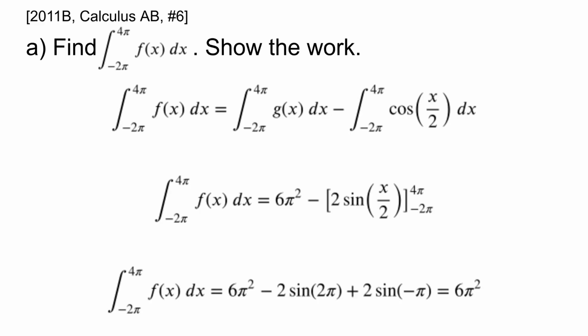The integral from negative 2 pi to 4 pi of f of x dx is 6 pi squared minus 2 sine of 2 pi plus 2 sine of negative pi. But since sine of 2 pi and sine of negative pi are both 0, those terms cancel out, and we get the integral from negative 2 pi to 4 pi of f of x dx is just 6 pi squared.